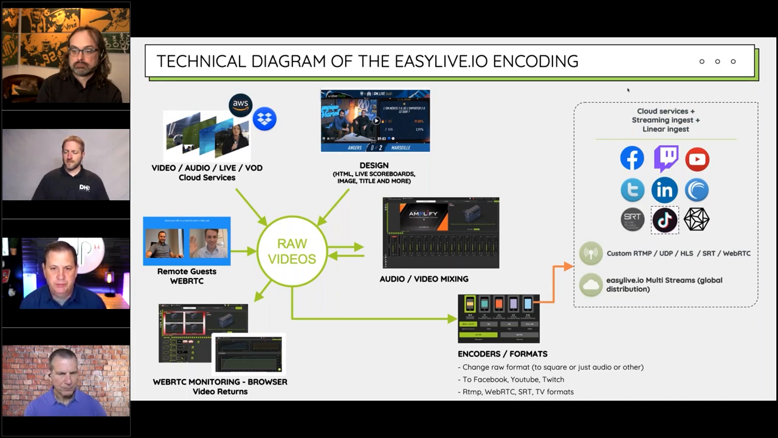Breaking it down in terms of the encoding process, when I talk about the scalability of EasyLive.io, it has a lot of versatility. You can pull in the raw video, and on this screen you can have live scoreboards, and set up your images and titles, what you call your scene overlays. That could be custom, where you create your own scenes, or you can leverage something from singular.live or other types of vendors that work with EasyLive.io that you can pull into it.